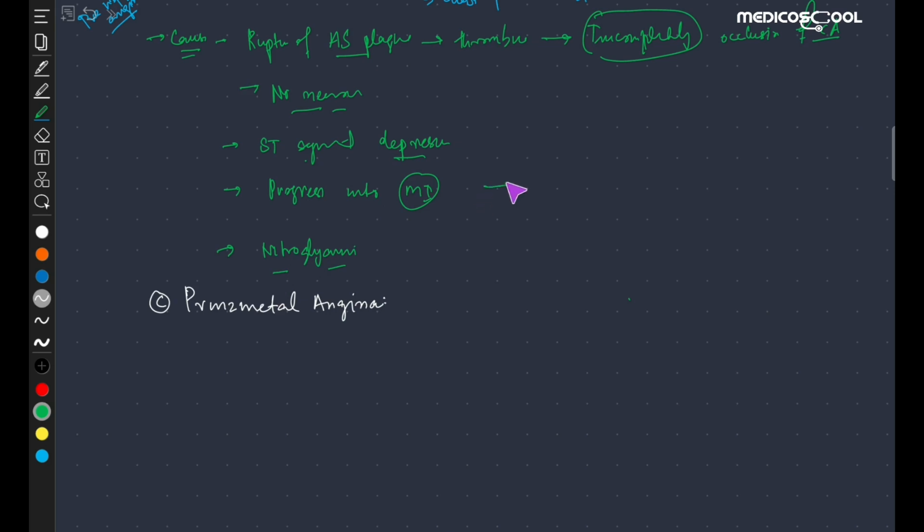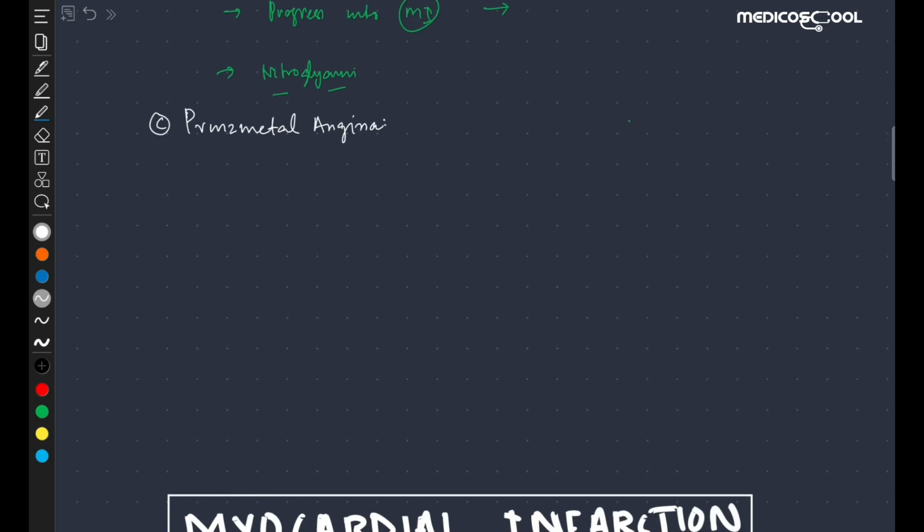But how to distinguish between the unstable angina and the acute MI? ये दोनों mostly एक ही जैसे होते हैं, but the only difference is that there is ST segment depression in the unstable angina, while in the acute MI there is ST segment elevation. So through these two points we can distinguish between the unstable angina and the acute MI.